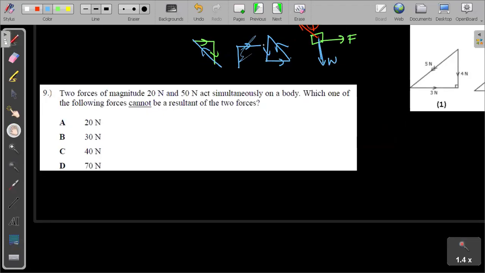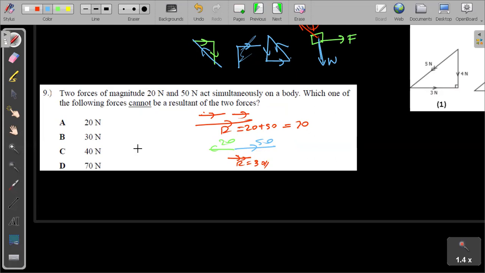Now, this is a very simple one. Two forces of 20 newtons and 50 newtons act simultaneously on a body. Which one of the following forces cannot be the resultant of the two forces? I told you, when you add in the same direction, it will give the biggest resultant: 20 plus 50 is 70. The smallest is in opposite directions, 50 on one side and 20 on the other, so the resultant will be 30.